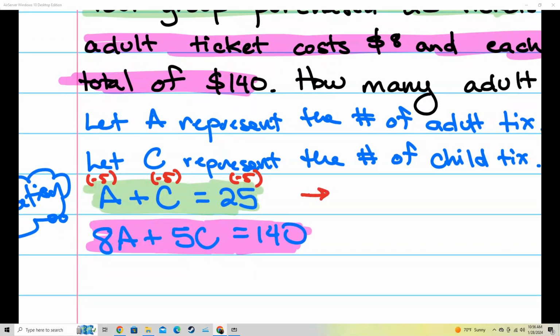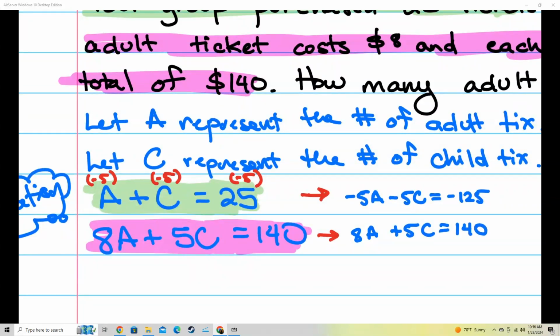And let's see what my new equations end up looking like. On the top, -5 times A is -5A. And then -5 times C, that's -5C, equals, and then 25 times -5, that's -125. On the bottom, what happens on the bottom? Absolutely nothing. We do not modify that bottom, so we're going to leave it as 8A plus 5C equals 140.